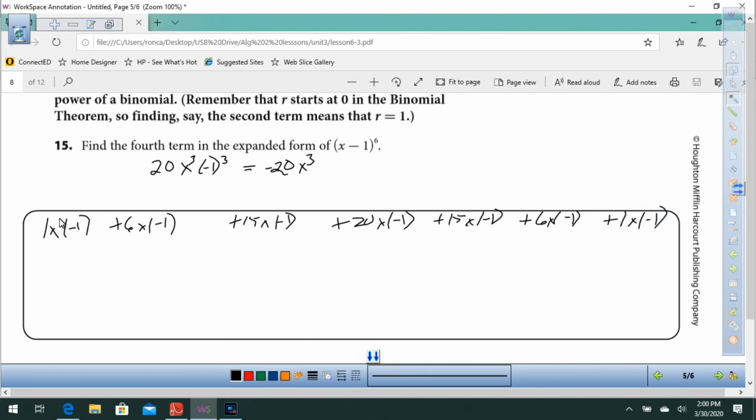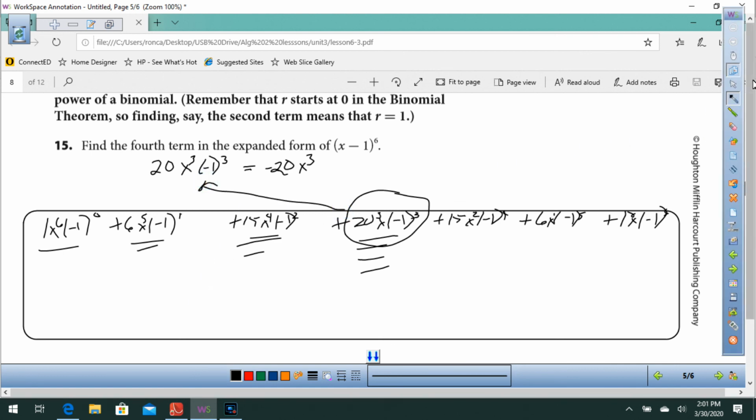All right. So here we got 6, 5, 4, 3, 2, 1, 0. And we have 0, 1, 2, 3, 4, 5, and 6. The 4th term, 1, 2, 3, 4. And I believe that is exactly what we had right there. So we did good. We did good. Real good.